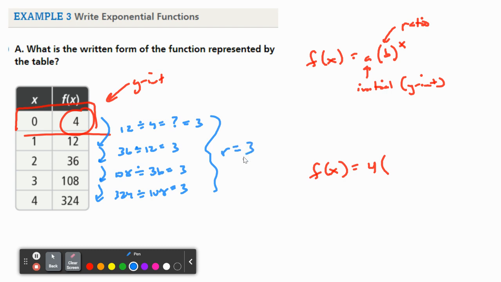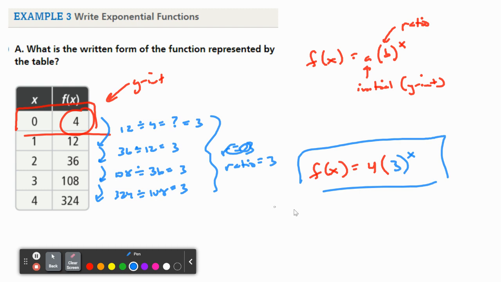And that is your b value, right? So this is your ratio. Let me spell out the word ratio. So your ratio equals 3. So that goes here to the x. So this is what your function will be. Remember, you can also have it without the parentheses, 4 times 3. That's a times symbol, times 3 to the x, right? Either way you slice it, it'll work.